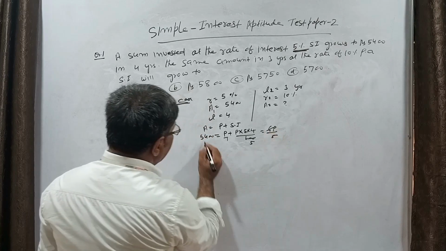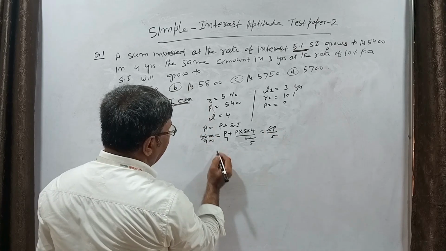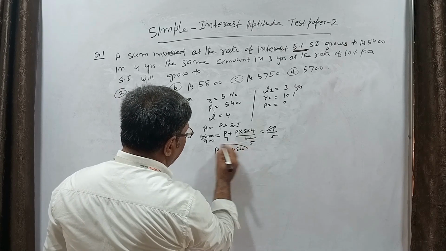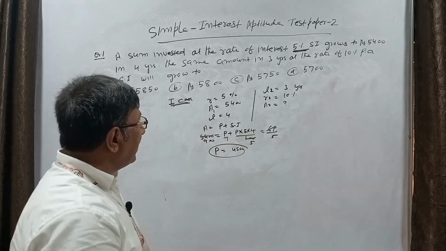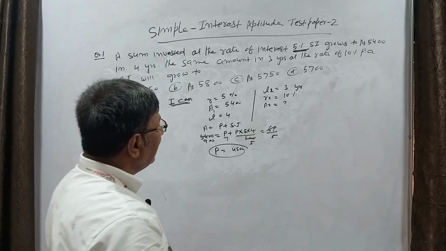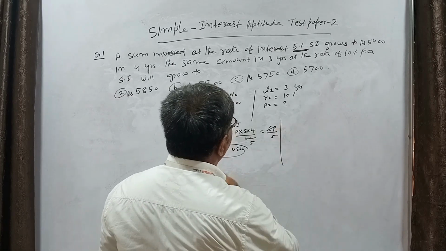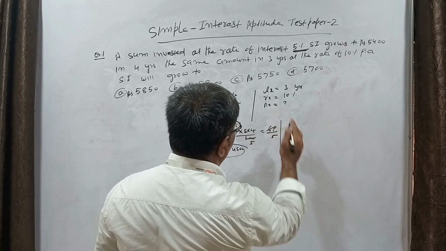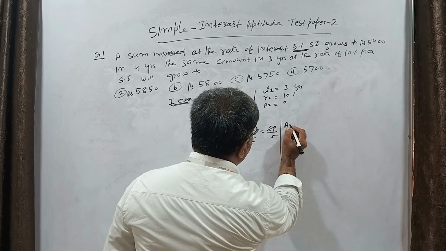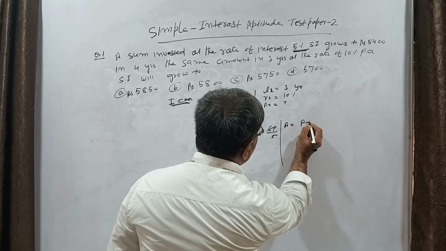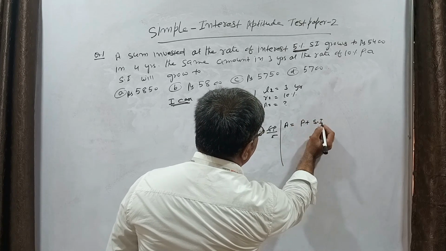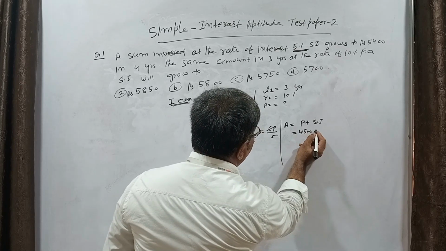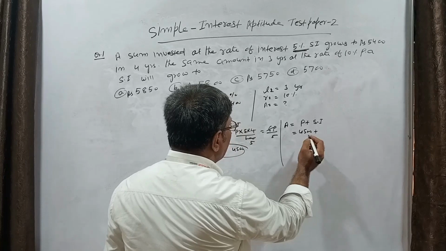So this is 6P by 5 equals 5400. So we will get P. P is how much? 5 times 900 is 4500. So now we have P as 4500. Now you see the second case here. Now we have P, and A2 we have to find. So amount, that is A2, equal to what? That is principal plus simple interest. So the principal we have already found, how much? 4500.